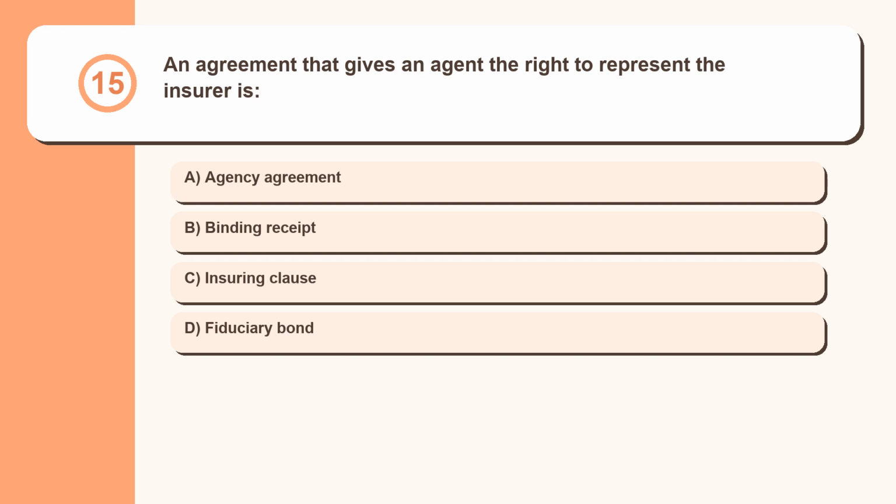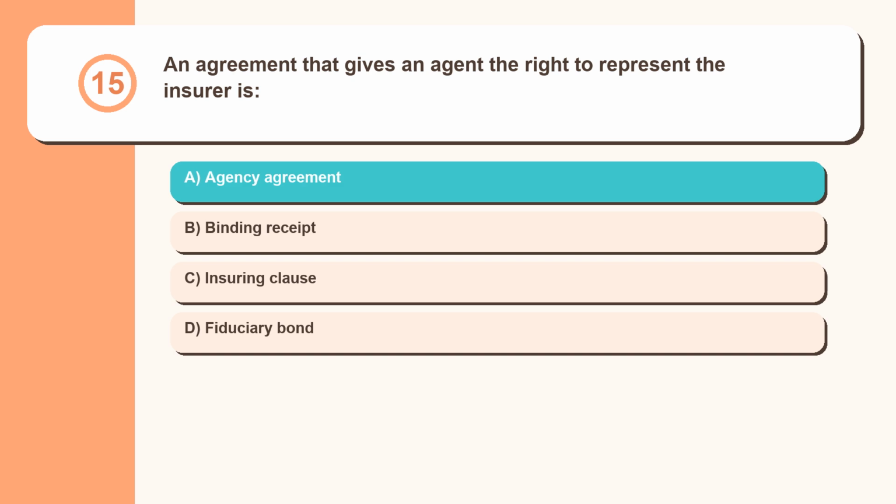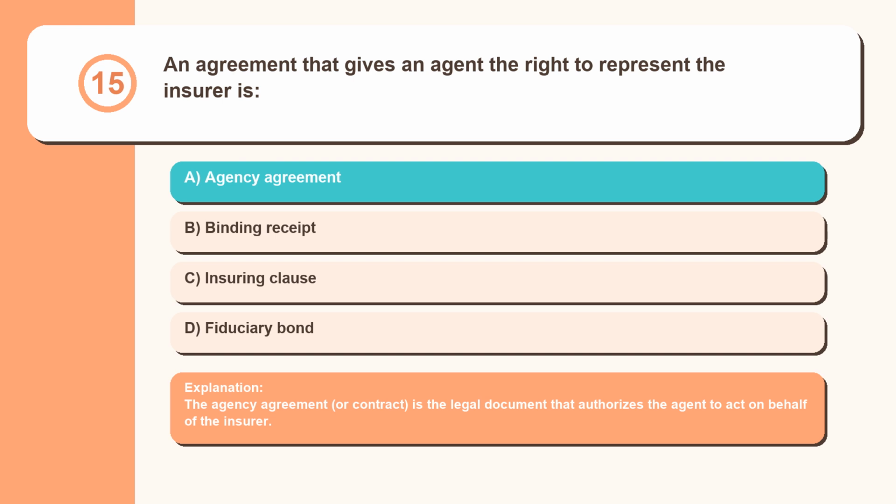Question 15. An agreement that gives an agent the right to represent the insurer is agency agreement, binding receipt, insuring clause, fiduciary bond. The agency agreement, or contract, is the legal document that authorizes the agent to act on behalf of the insurer.